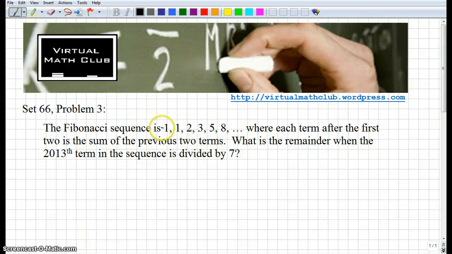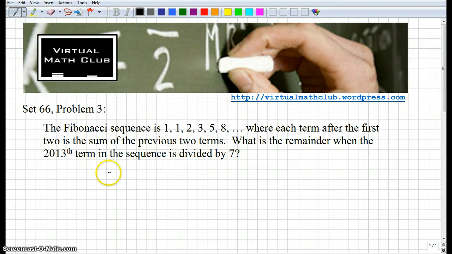The Fibonacci sequence is 1, 1, 2, 3, 5, 8, where each term after the first two is the sum of the previous two terms. What is the remainder when the 2013th term in the sequence is divided by 7?